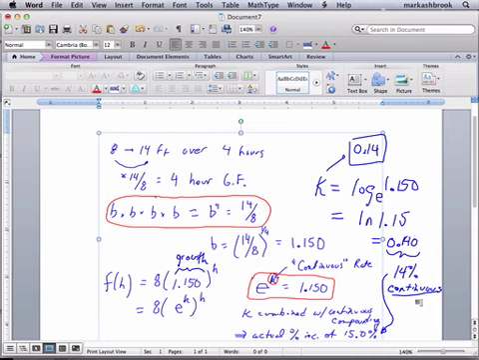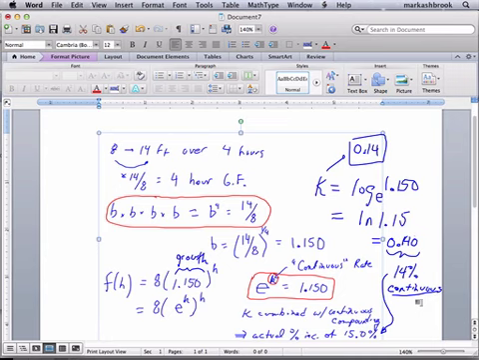We're not changing the situation. The situation is the same. It's just two ways to talk about it. You can talk about the situation as it's growing 14% continuously, or you can say it's growing 15% per hour. The situation is the same. It's just two different ways of describing it. It's growing 14% continuously, or it's growing exactly 15% every hour.